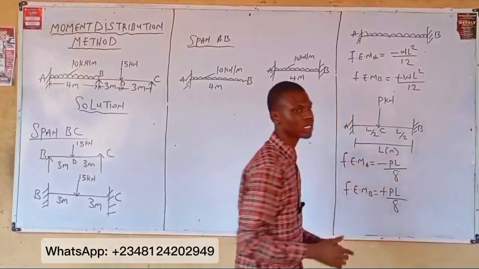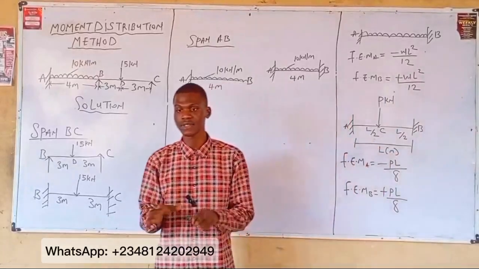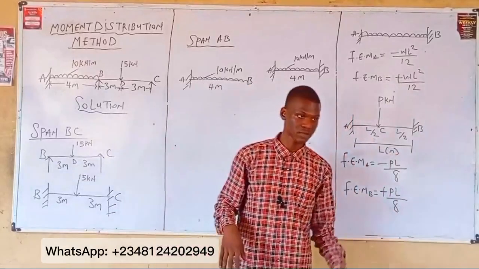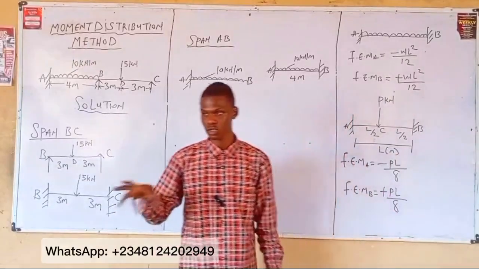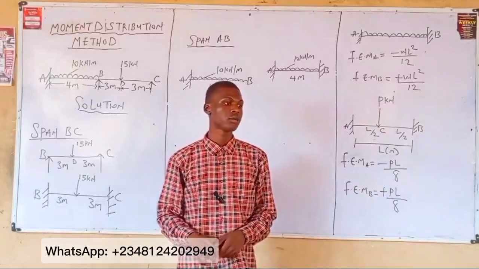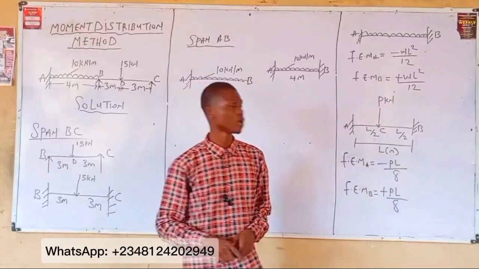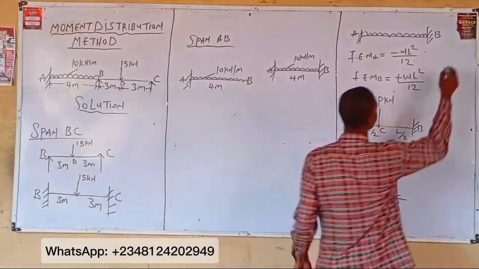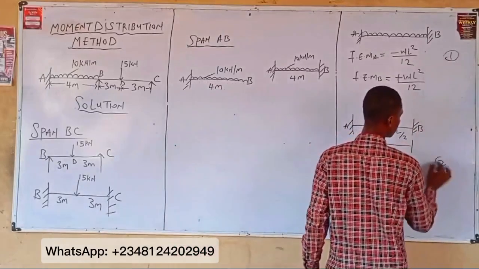You observe that it is just the sign that is different. At point A, you have negative. At point B, you have what? Positive. Right? Now, from here, call this one, call this 2.